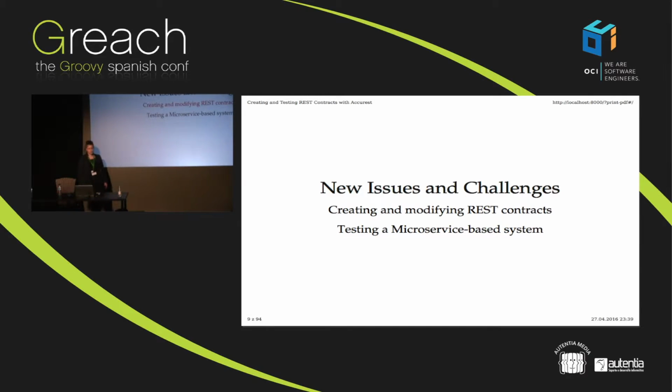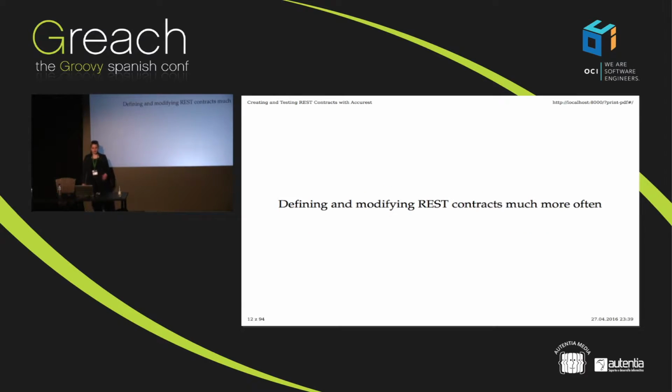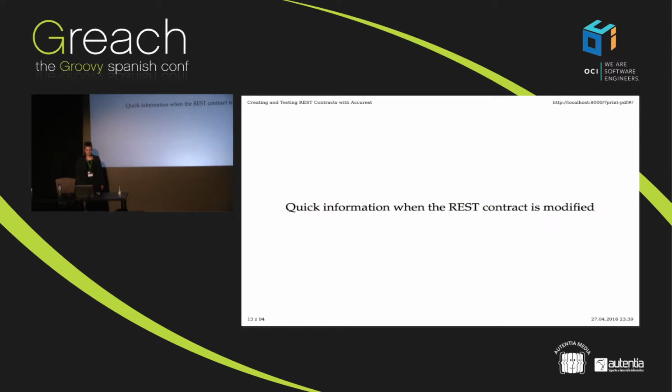So, when it comes to creating and modifying REST contracts, before there was one big monolith server with limited amount of clients or adapters connecting to it. And now we were supposed to have many servers and clients, many services communicating with each other both ways. So everybody would have to be defining and modifying REST contracts much more often. It would be changing dynamically.